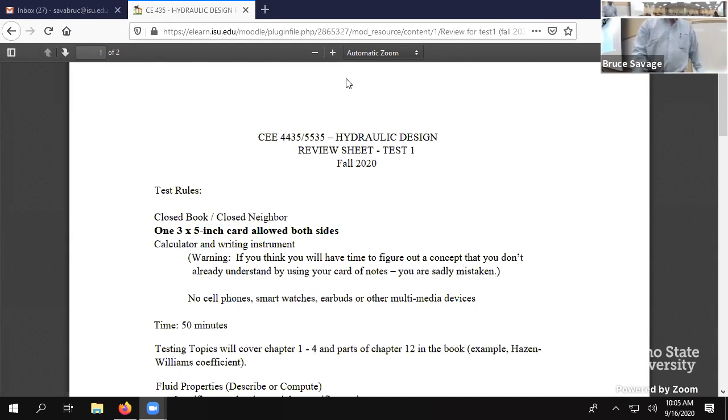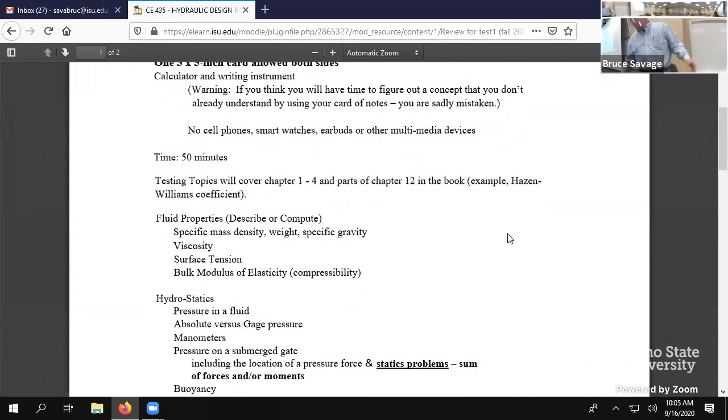So, in essence, 50 minutes, and what's going to be the concepts on the test. Oh, also no cell phones, smartwatches, earbuds, or multimedia devices. Just the standard test.